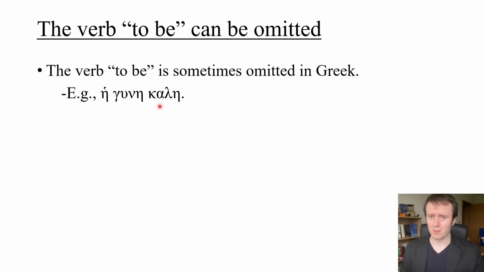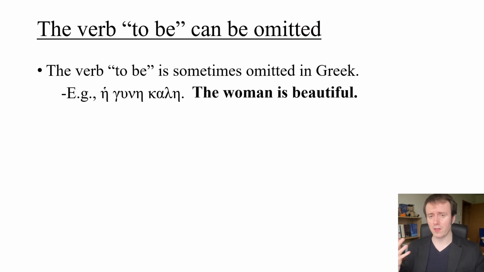And we don't have any verb. That's because the verb to be has been omitted. It has been left out. And therefore, we have to understand or supply the word esti here, meaning is. Really, this should be he gune esti kale, meaning the woman is beautiful. But esti has been left out. So we would translate this as the woman is beautiful, even though there is no verb there, because we understand or supply the verb to be since it's been omitted from the Greek sentence.